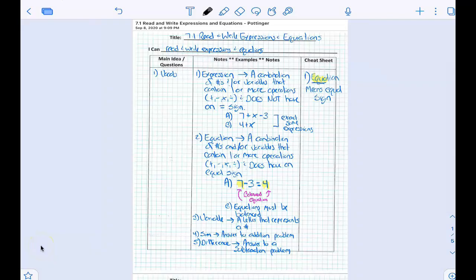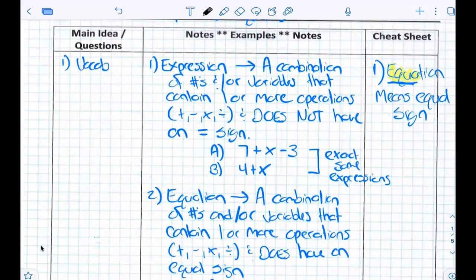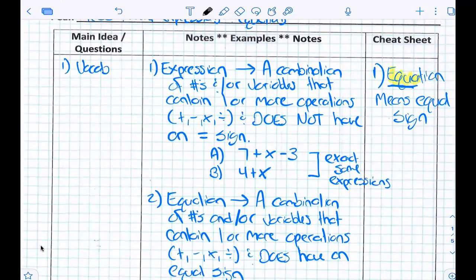Morning. 7.1, read and write expressions and equations. Can you read and write expressions and equations? All right, expressions. An expression is a combination of numbers or variables, or numbers and variables, that have one or more operations. What are operations again? And an expression does not have what, you guys? An equal sign. It does not have an equal sign, okay?